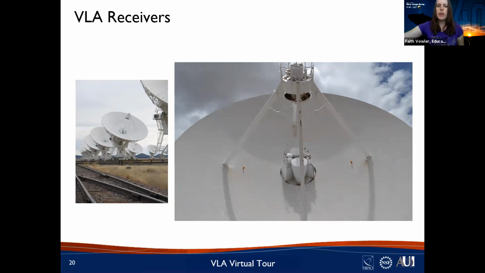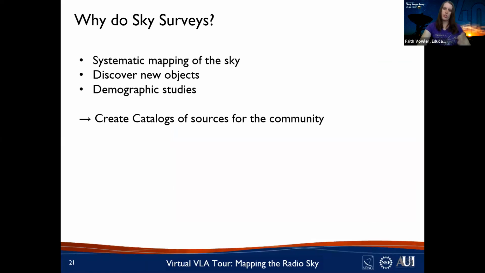So now to move on to talking about sky surveys. That was just a background about the VLA and how that works. We have a few different reasons to do sky surveys. It allows us to make a map of the sky in a systematic format. We can discover new objects by doing this, which is always something really exciting in astronomy. We can do demographic studies of what we're looking at, and we create catalogs out of the data that we find that can act as sources of data for the community to use, just in general.